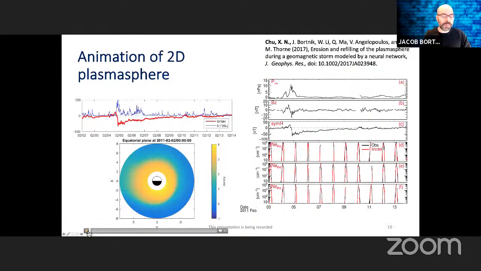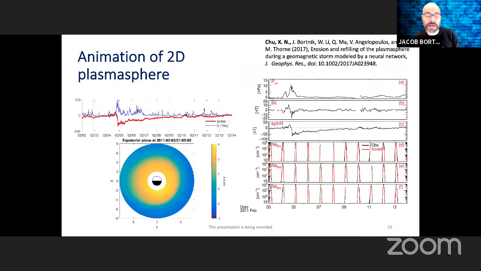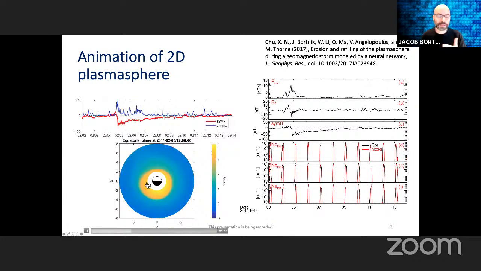Here is an animation showing a very similar thing. This is now a refinement of the previous paper written by my then postdoc Xiangming Chu in 2017 on the erosion and refilling of the plasmasphere. This is a little bit jumpy because we're going at quite a fast clip here, but you can see the same thing. Plasmasphere erodes, evacuates out of the day side, the plume forms, co-rotates. The physics of the entire system is baked into this model, right? All the physics is baked into the data, and it's now baked into this model.